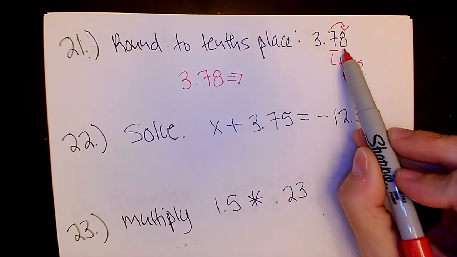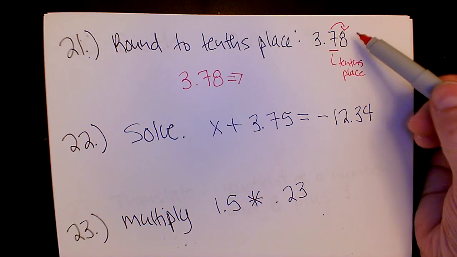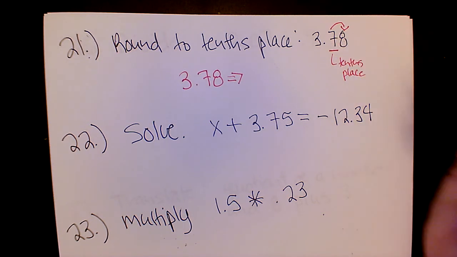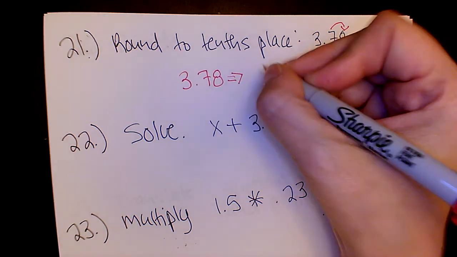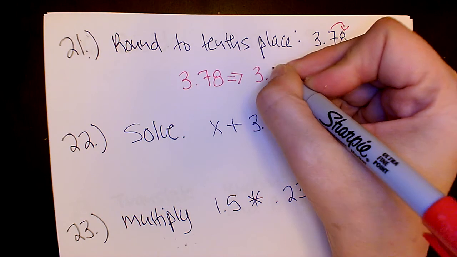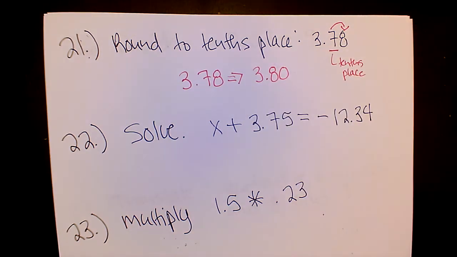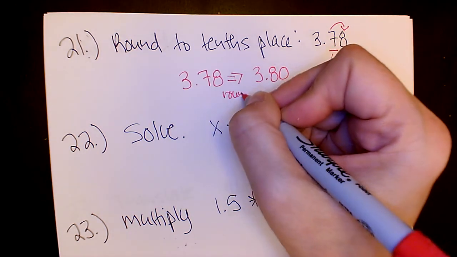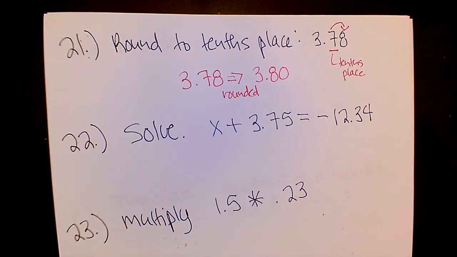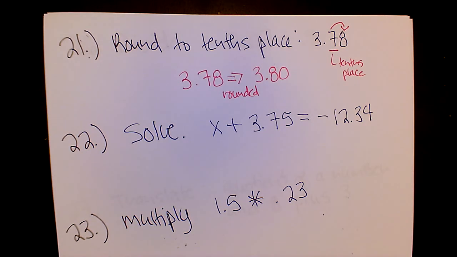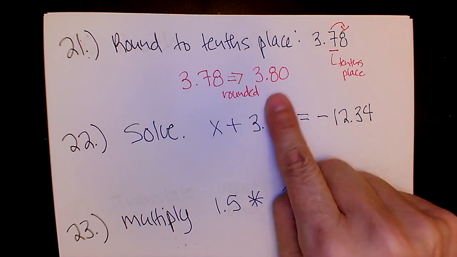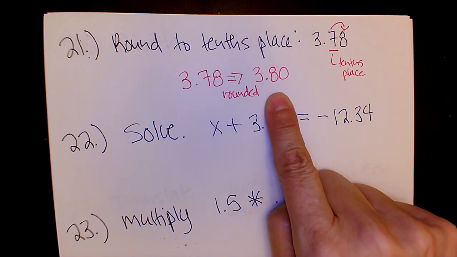So this 8 is 5 or higher. So I'm going to bump up this 7 by 1. So rounded, this is 3.80. So that's my answer, 3.80. I'm just rounding it to the 10th place.